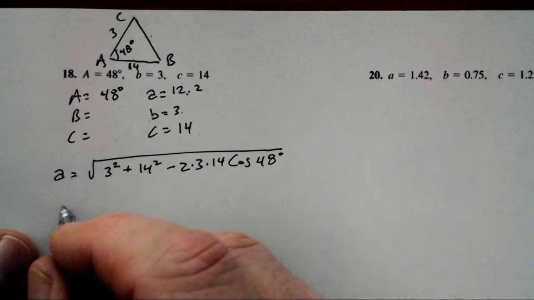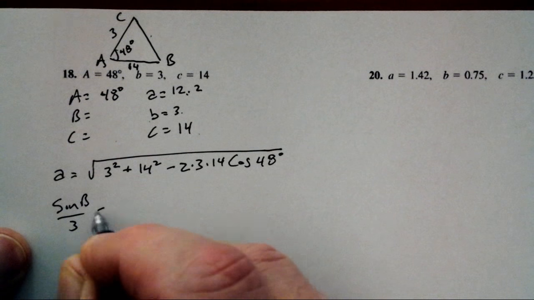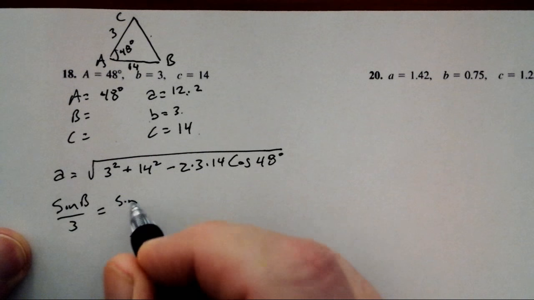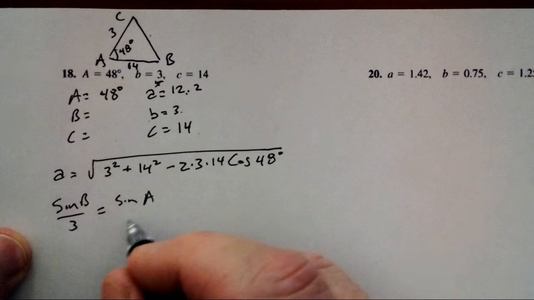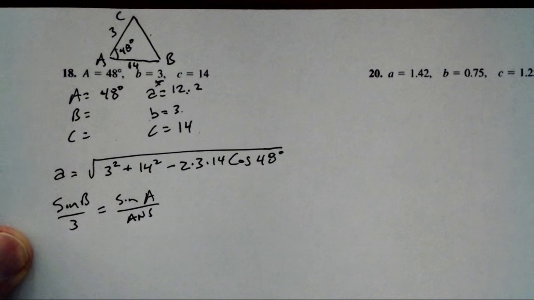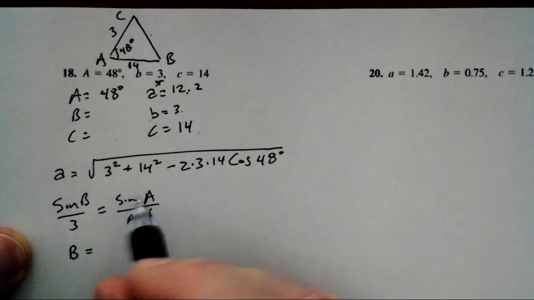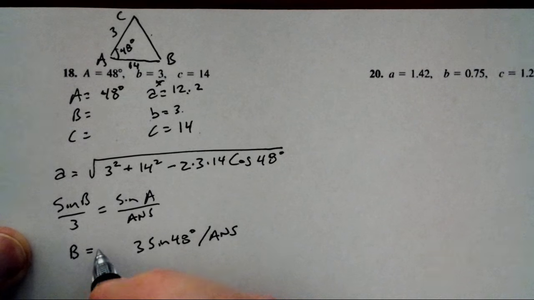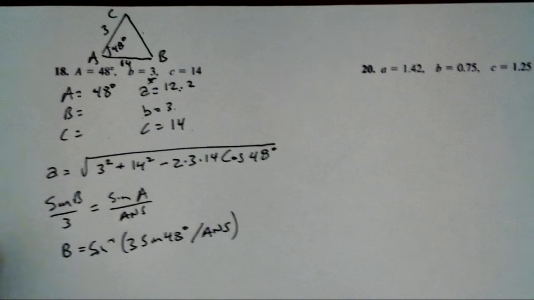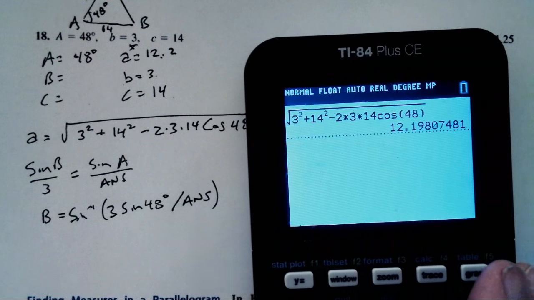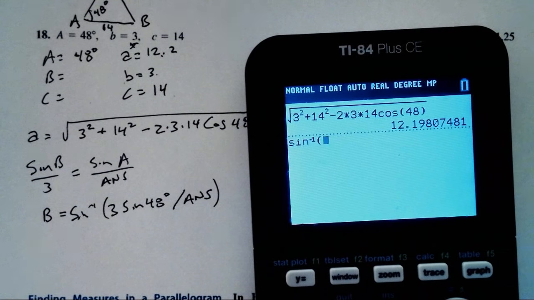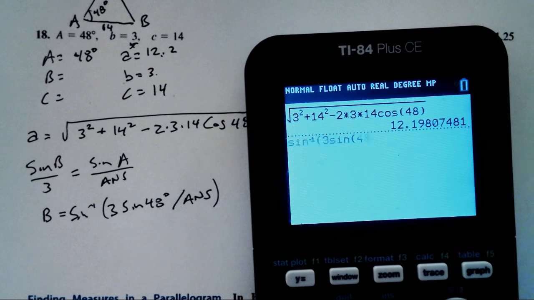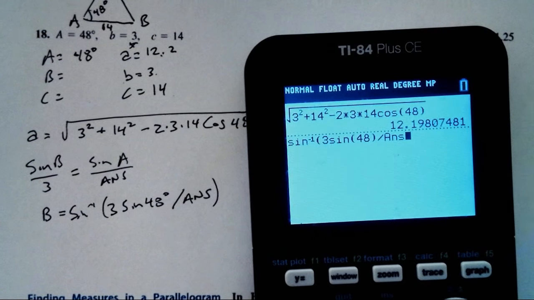So angle B, that's sine of B on 3 equals sine of A, this is a rounded value here, on answer. Or B equals, we'll get good at this, multiply 3 times the sine of 48 degrees, divide that by answer, and then we have to take sine inverse of all of it. Second sine inverse, 3 sine 48. Close those parentheses because it's only the sine of 48. Divide by answer, second negative. And we get 10.5.